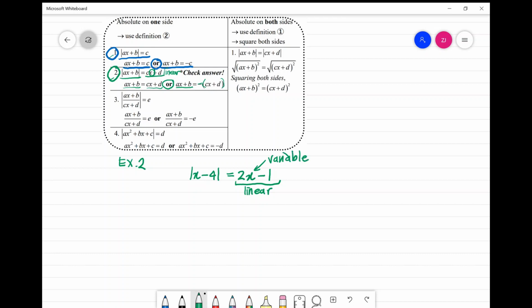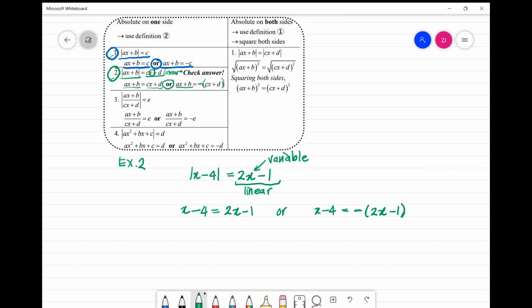Okay, so how do we solve this absolute equation? Again, we split into two, so we will have x minus 4 equals 2x minus 1, or x minus 4 equals the negative of 2x minus 1. Please bear in mind that we have to put the bracket here so that it becomes the negative of the whole thing.